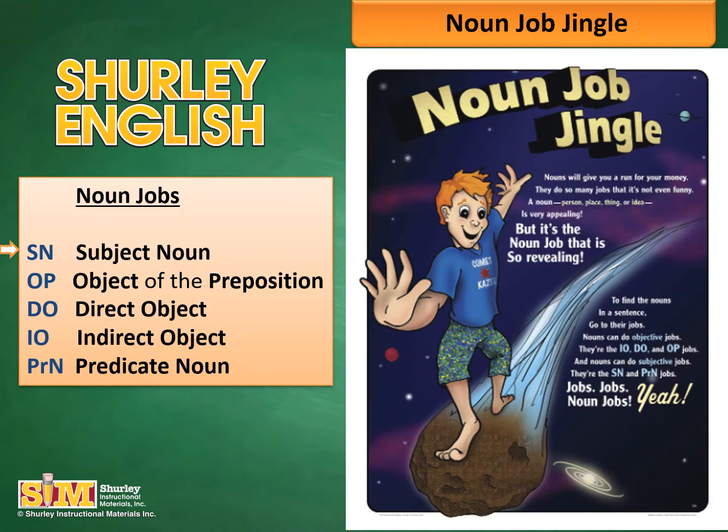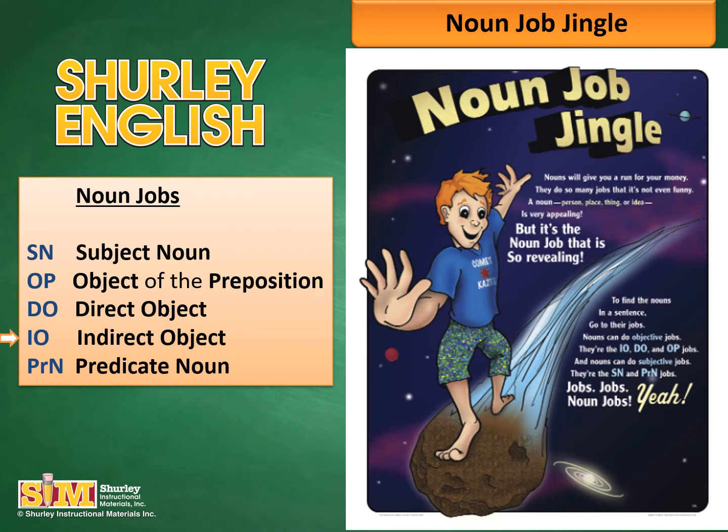In true Shurley style, students will recite the noun job jingle. The first noun they learn about in Pattern 1 is the subject noun. The subject noun tells who or what the sentence is about. Students will learn the second noun job during Pattern 1 as well. This noun is known as the object of the preposition. In Pattern 2, students learn how to locate and label a direct object. This noun job is part of the core and completes the meaning of the sentence.